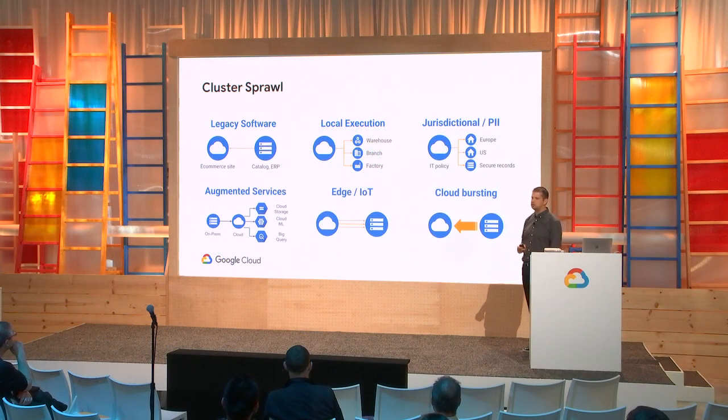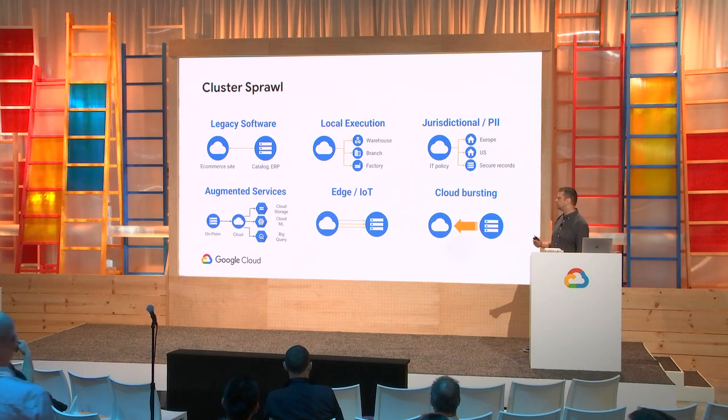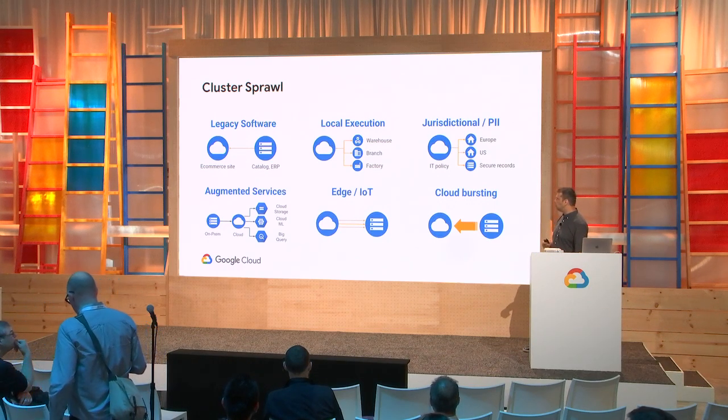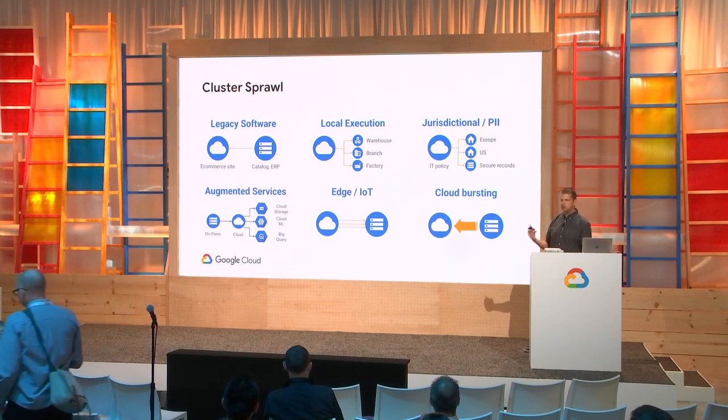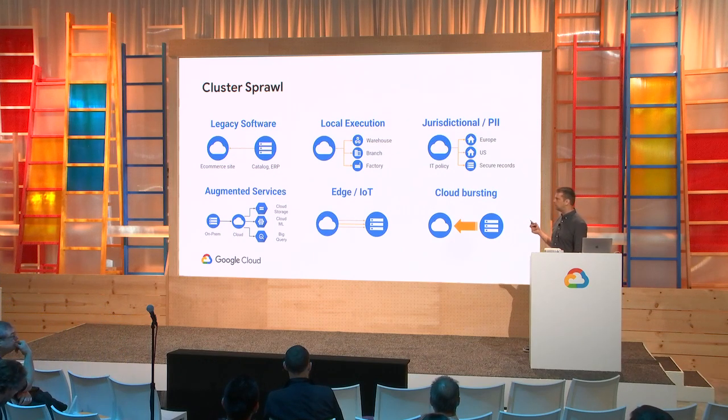You might have an ERP system, you might have a catalog database that's sitting on-prem, but you want to do stuff in the cloud, so you're building your new site in the cloud. You've got to have compute in both environments because of data gravity or things that just don't make sense to lift and shift over. You may want local execution. So it's not always possible to do everything in the cloud, particularly if you're dealing with tons of data.